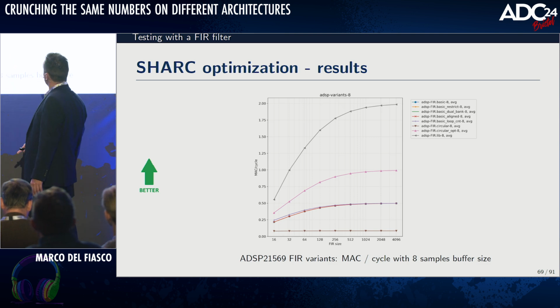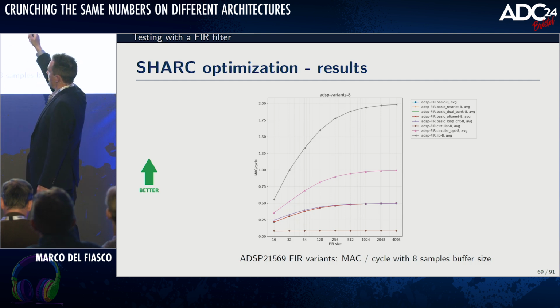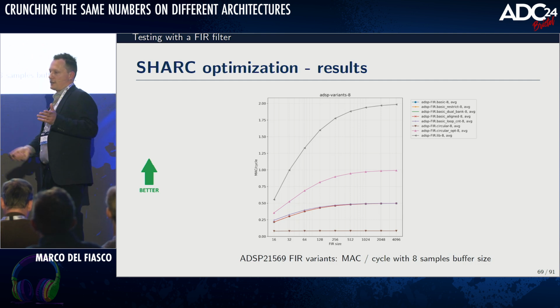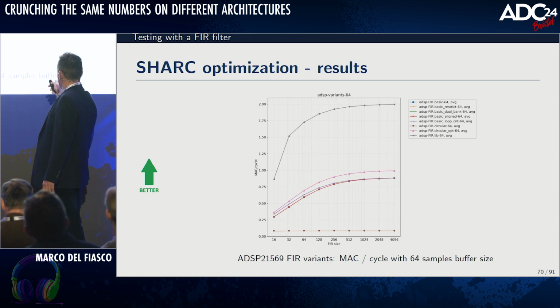But the SHARC library definitely was the one who won the battle. So it reaches 2 MACs per cycle, which is the maximum throughput of the CPU. But it reaches this value only for very big FIR filter sizes. This is with 64 samples per buffer, so it's a little bit better, but basically the same results.